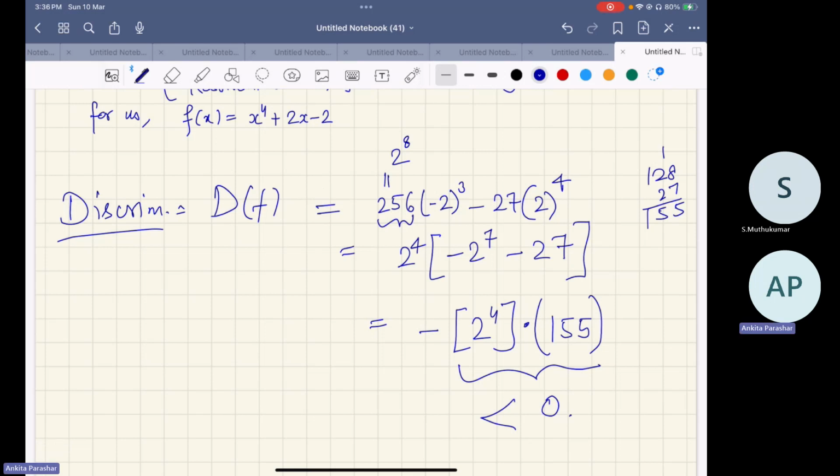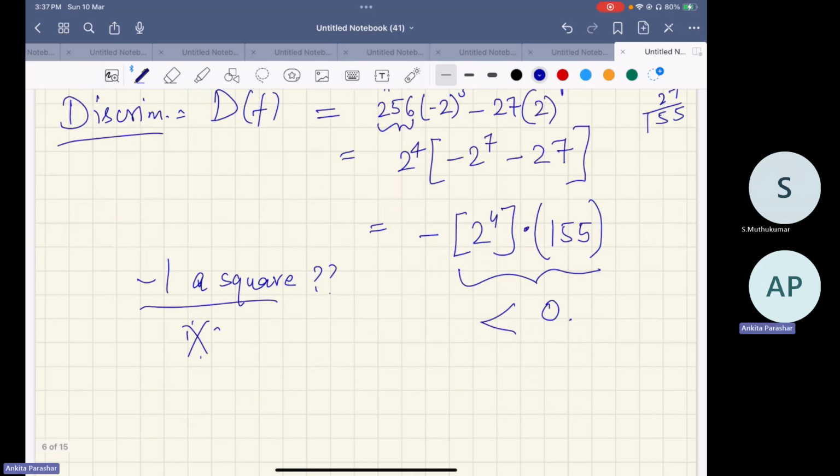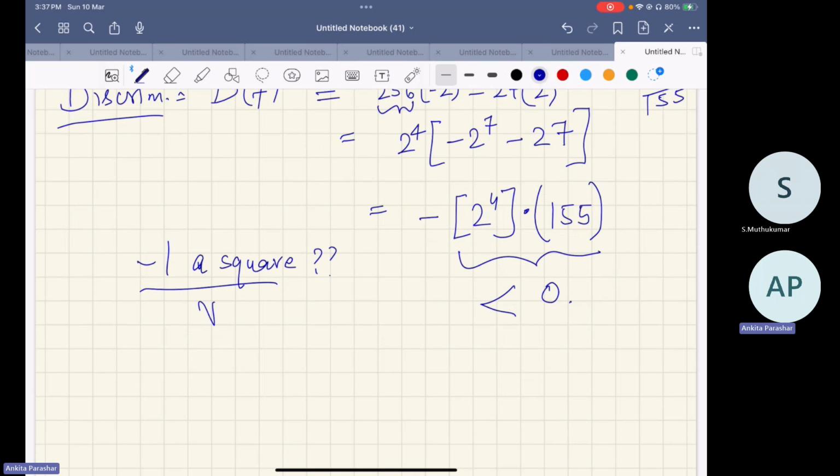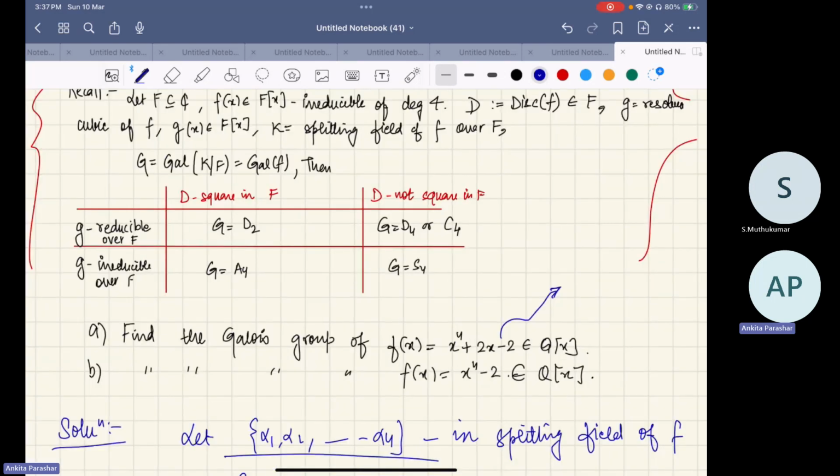Is a negative a square element inside Q? No. Since minus 1 is not a square, the answer is no. And in general, any negative number will not be a square element. Therefore, once D of f is negative, clearly D is non-square in Q. So at least we are in this situation now, that D is non-square. Now we have several possibilities for our Galois group. Either it is D4 or C4 or S4. Which one is this?